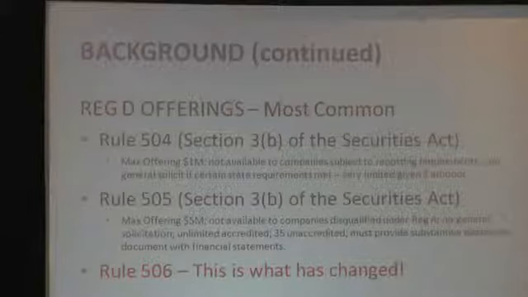For an exempt security, there are 3 types of offerings that you would do: a 504 offering, a 505 offering, or a 506 offering. Given the limited time, I'm going to skip the first 2. The most common type of offering done with regard to private equity fundraising is a 506 offering. What changed on September 23rd of 2013 is under the Jobs Act.